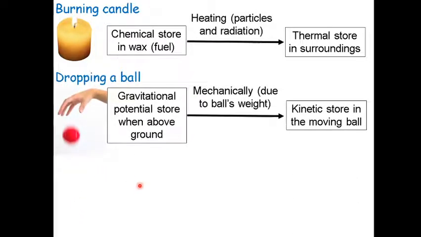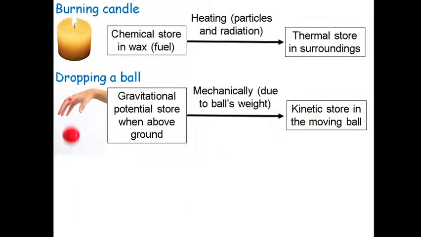For dropping the ball, if we think about holding the ball above the ground to start with, it's storing gravitational potential energy. The higher you hold it, the more gravitational potential energy it will store. Then when you release it, the ball's weight causes the ball to fall. It's gravity that causes it, but the weight is caused by gravity acting on the mass. So the energy is transferred mechanically because it's due to a force, and it will fall to the ground and increase in speed. It will gain velocity as it falls. As it speeds up, it starts to store more and more kinetic energy. The faster it's moving, the greater the kinetic energy store is going to be.